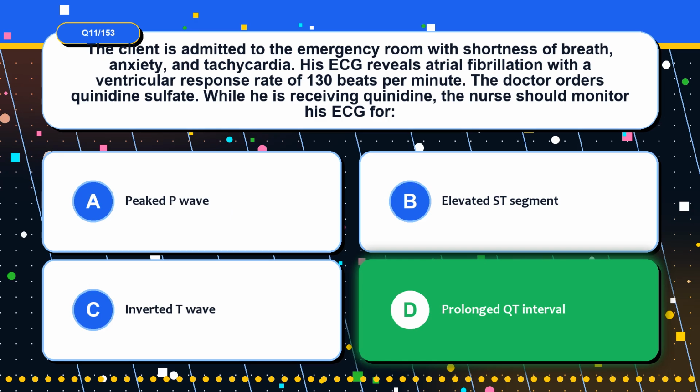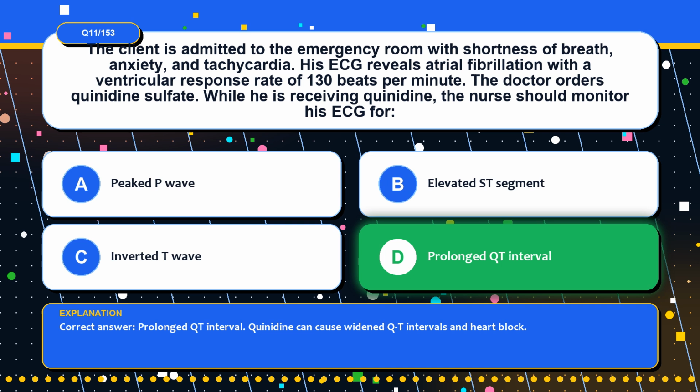The correct answer is option D. Prolonged QT interval. Correct answer. Quinidine can cause widened QT intervals and heart block.